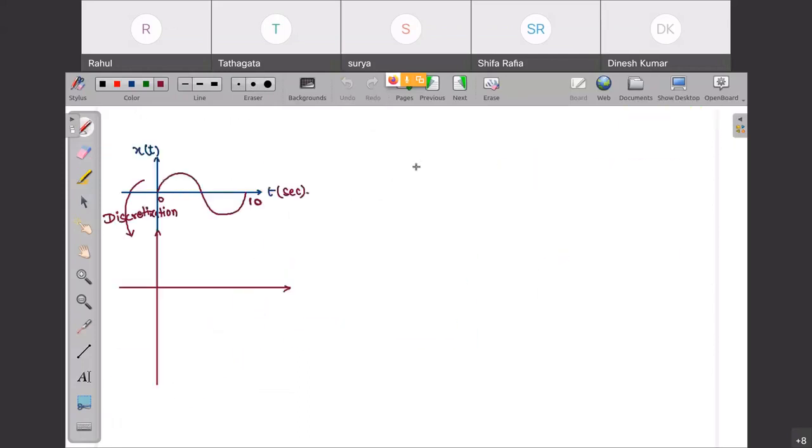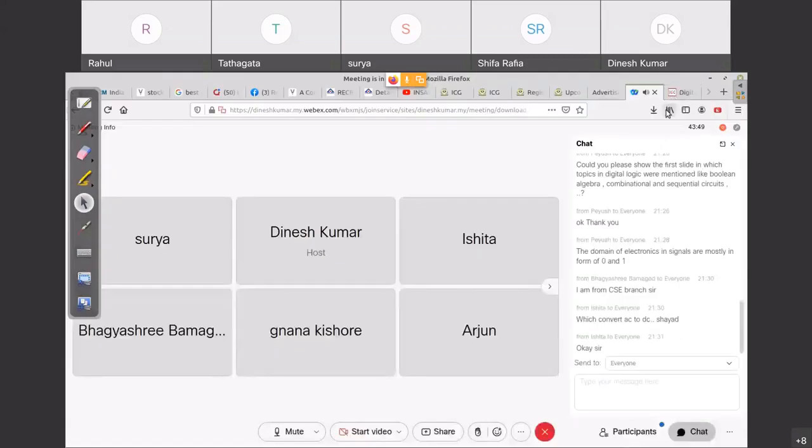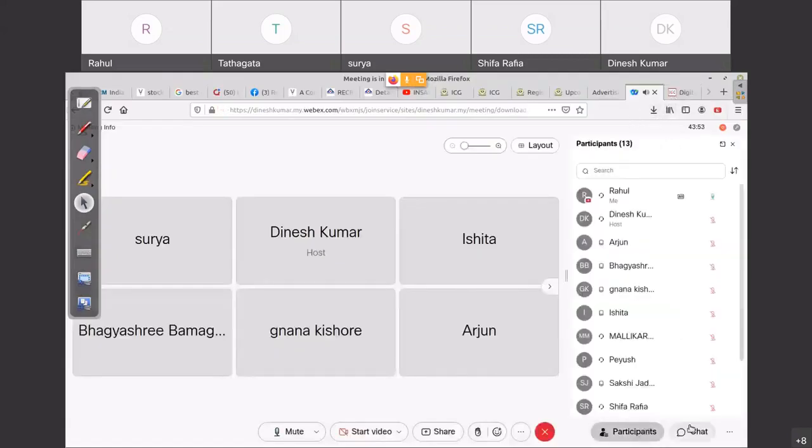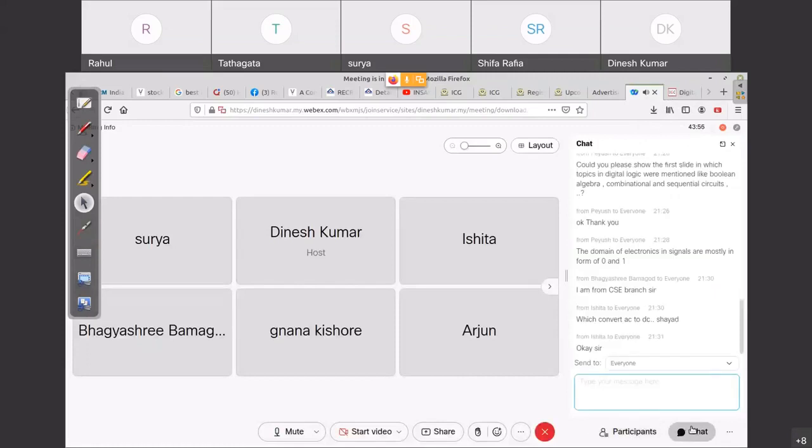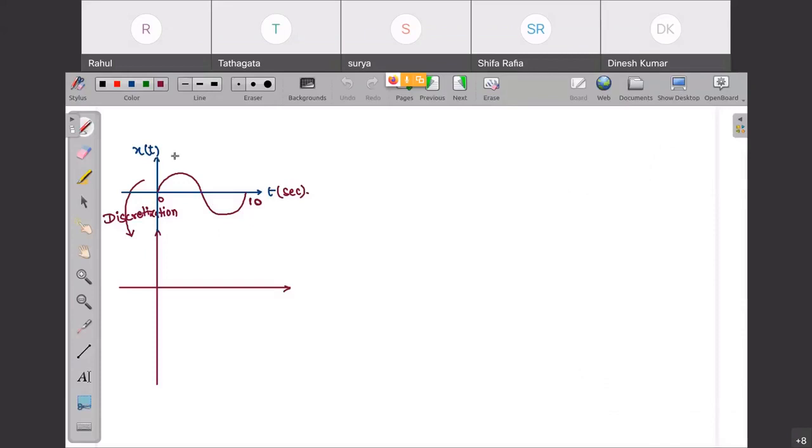So what is discretization? What do I mean by discretization? Can anyone tell me what discretization is? The term discretization. See, any analog signal is continuous in time, on the x-axis, and continuous in the y-axis, which is the value of the signal at a particular time instant.